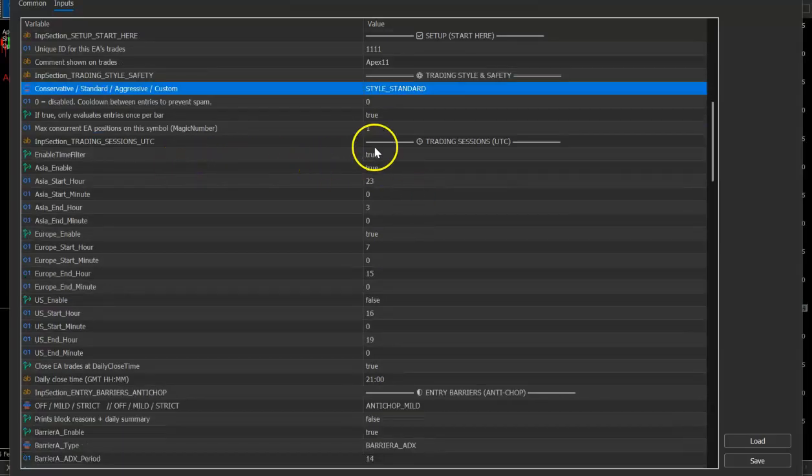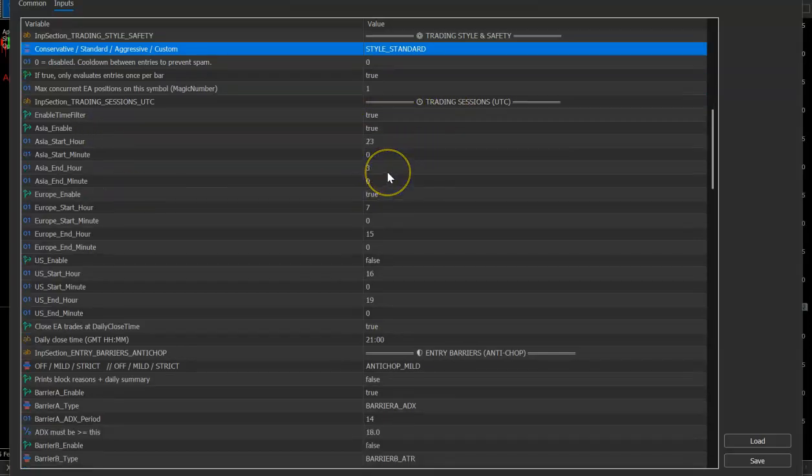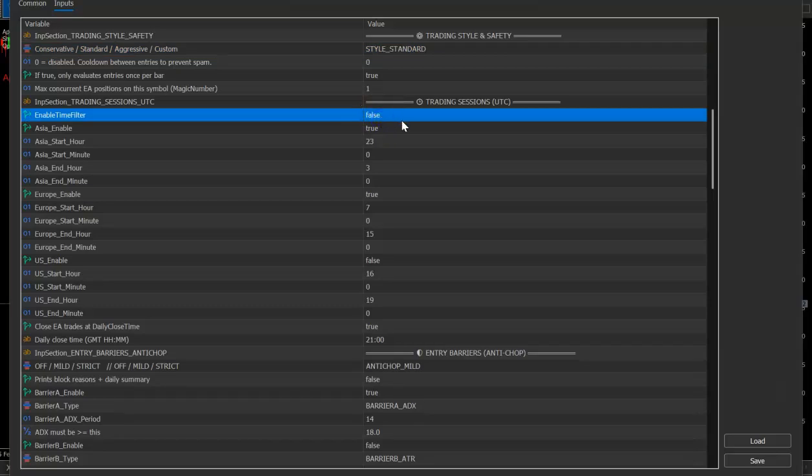Next is trading sessions. So these are the trading sessions we want to be trading. Basically, when you're running the AlgoVault Quant and the Apex11 with no trading sessions on, which I'll show you in a few minutes, what this actually does is it tracks every single trading hour, the trades it takes, the profits it makes, the losses, and then gives a probability score for the best hours to be trading.